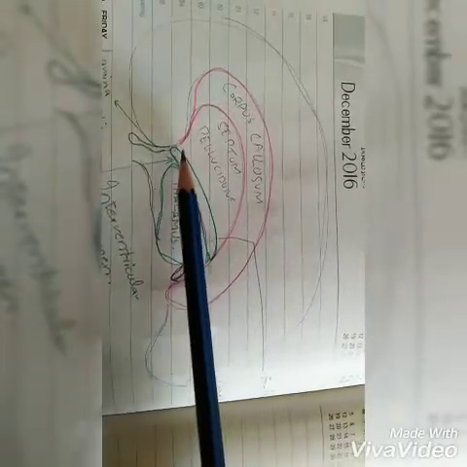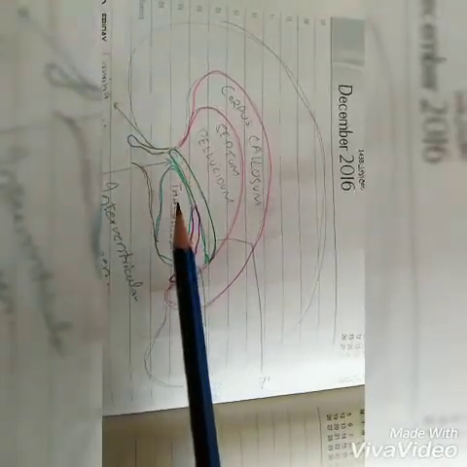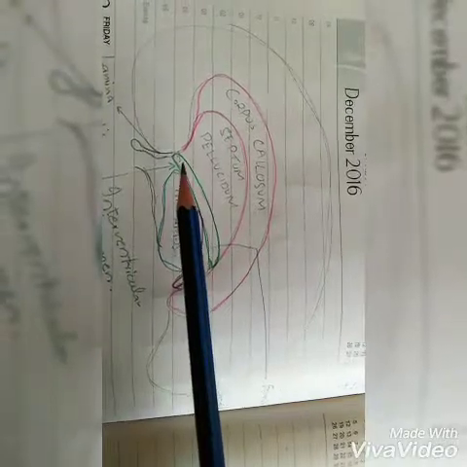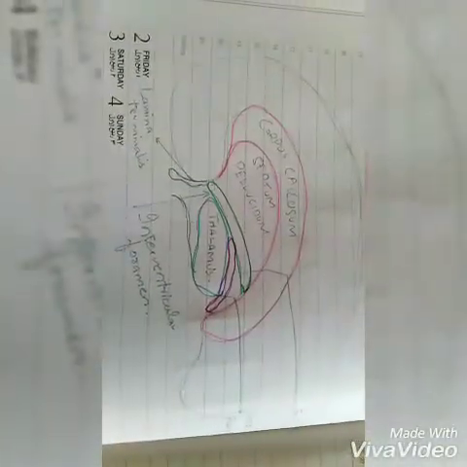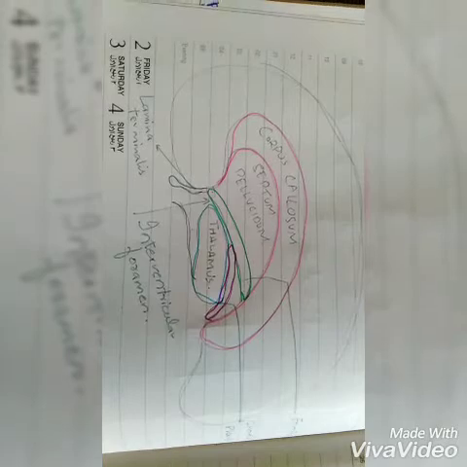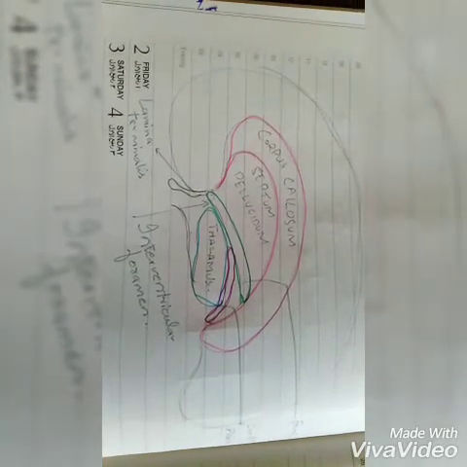The space between the anterior column of fornix and thalamus is called the interventricular foramina. Through this foramina, lateral ventricle communicates with the cavity of third ventricle.